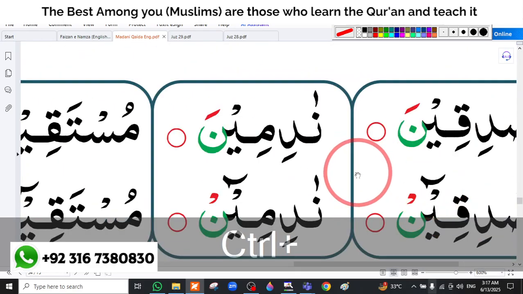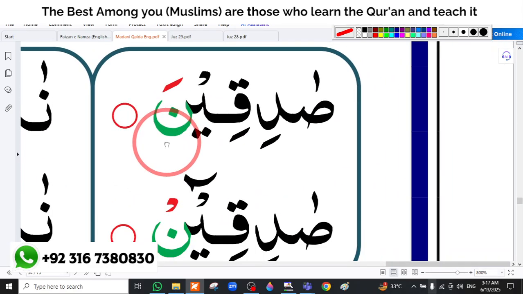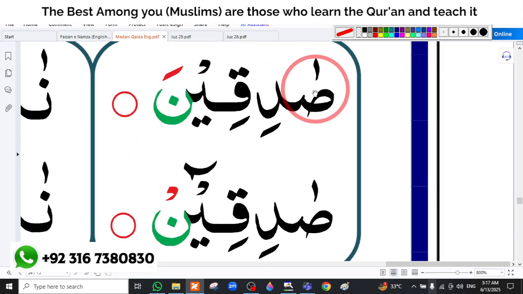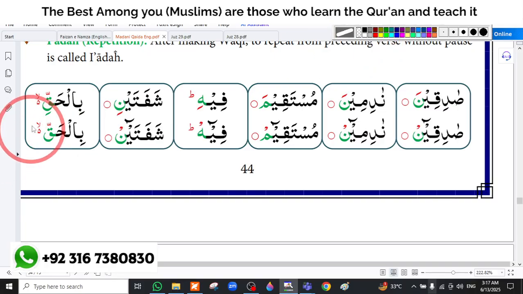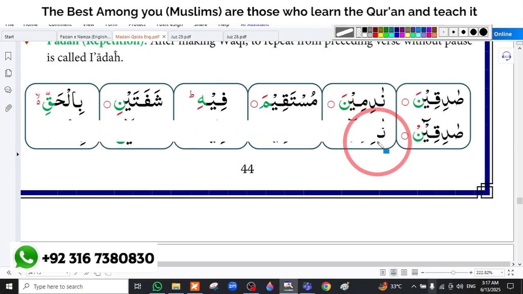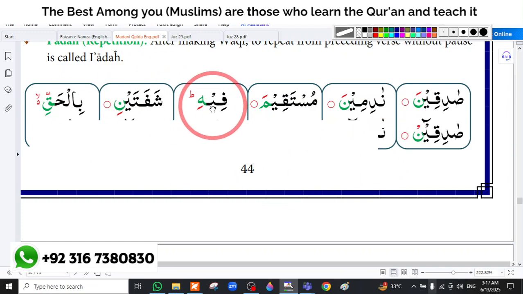Got it? So let's move towards the waqf rules. Read this one, please. How do we waqf? Let me hide the bottom part so that you will be able to waqf. Okay, so you need to do waqf for this one. First read the upper part and then do waqf, please.